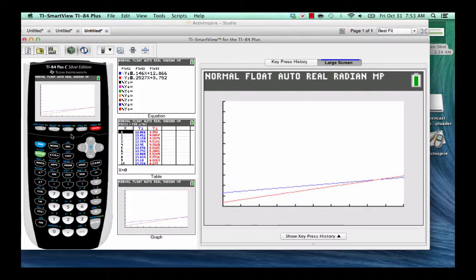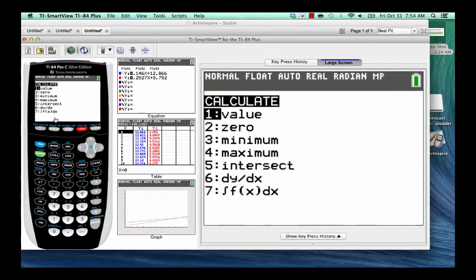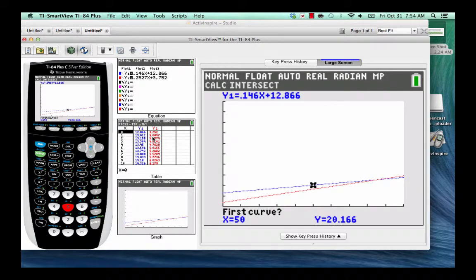Let's look at the intersect feature. If we go to Calc under second trace, we can go to the intersection. That's number 5, intersect. I hit 5, and I have to pick my first line, so I cursor over here. It says first curve. It's got to be somewhere in the 80s, so I'm looking at that X value. It's got to be right there. I'll hit enter. Now it asks for the second curve, and I'll hit right there too.